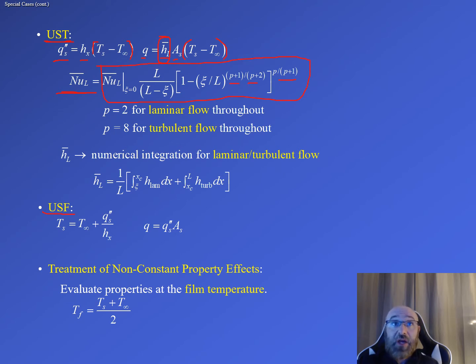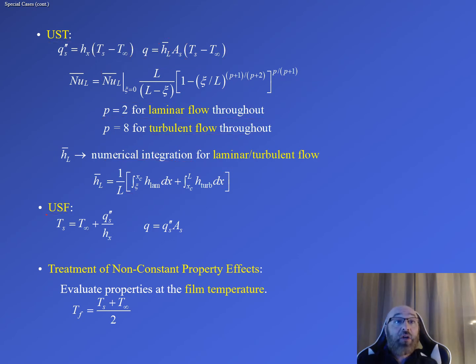So for these p values, if we're dealing with a laminar flow throughout, our p is equal to 2. And if we're dealing with a turbulent flow throughout, we can use our p is equal to 8. So now looking at our h sub L bar, this is a numerical integration for our laminar turbulent flow. And we've seen this relationship before, where hL bar is equal to 1 over L times, now here's our integration for both our laminar and our turbulent section right here, our integral to x sub c of h laminar dx plus our integral from xc to L on the other side during our turbulent region of h turbulent dx.